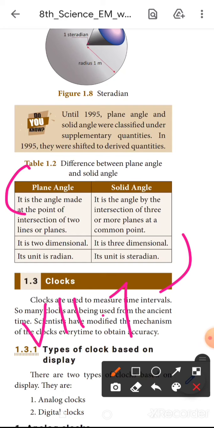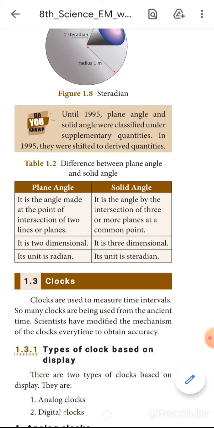Okay students, the 7th Roman is fully finished. Mark the questions and answers in your book. I will send the photos, the questions with the answers. Mark them.